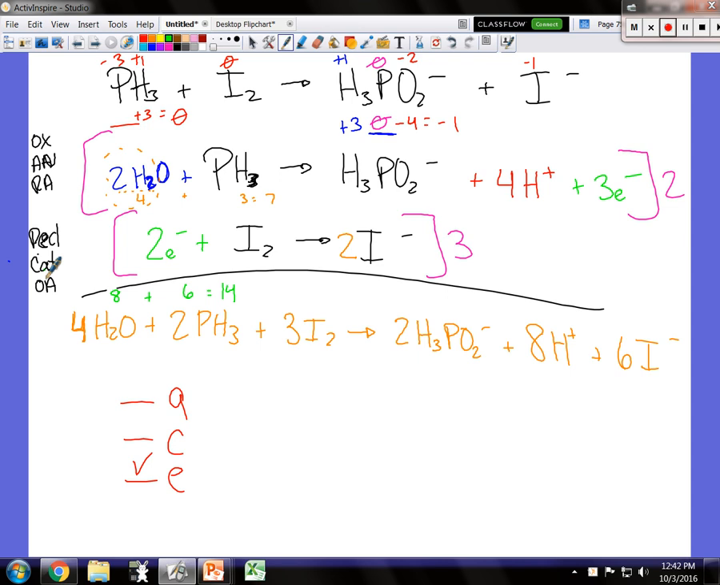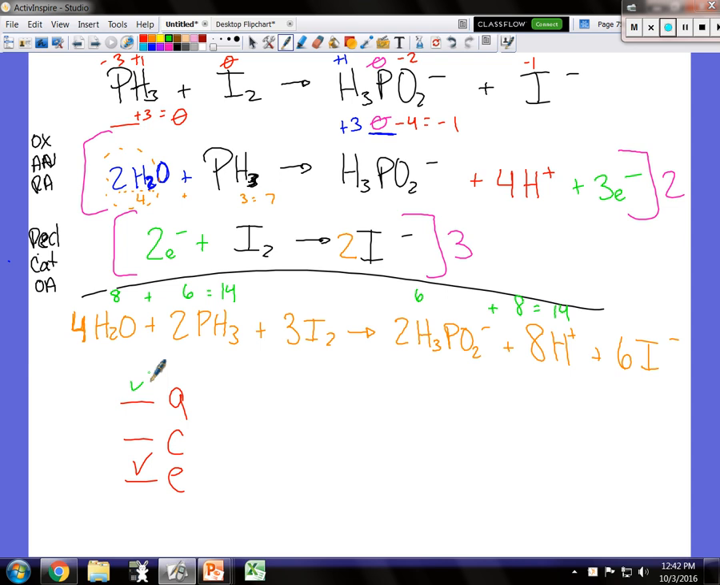8 plus 6 is 14. Now let's look at the other side. 2 times 3, that's 6, right, everybody? Yay! All right. And that's 8, and that's 14. So my hydrogens count as well. And then so now I know all my atoms check.